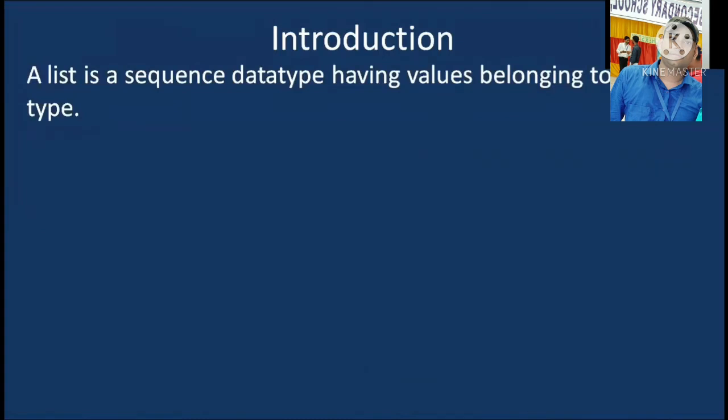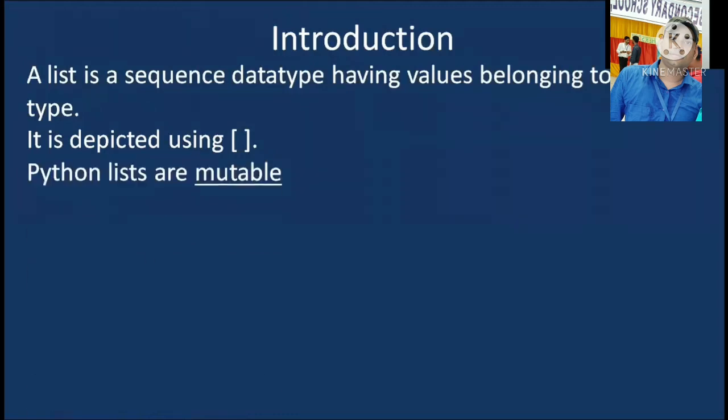A list is a sequence data type having values belonging to any type. That is a homogeneous list, or a list may consist of values which have different data types. In that case the list has a heterogeneous data type, and a list is always implemented using square brackets. आपको याद होगा कि आप स्ट्रिंग को जब मेंशन करते थे तो सिंगल कोट्स में, डबल कोट्स में, ट्रिपल कोट्स में मेंशन करते थे. Okay, similarly we are implementing the list in square brackets.